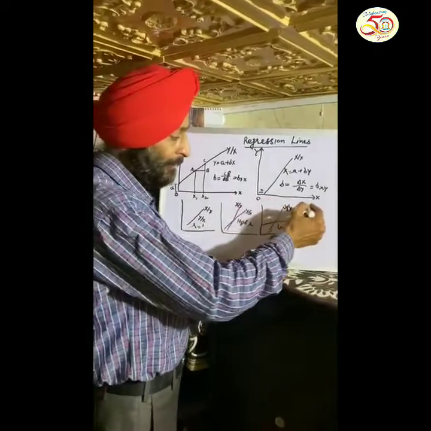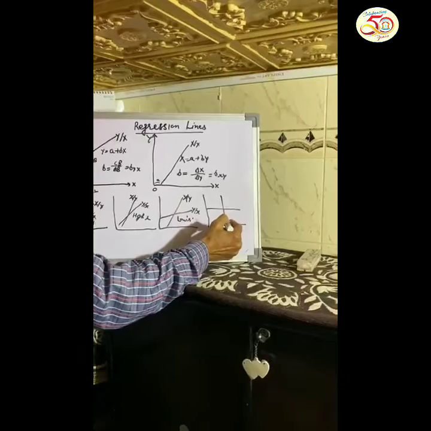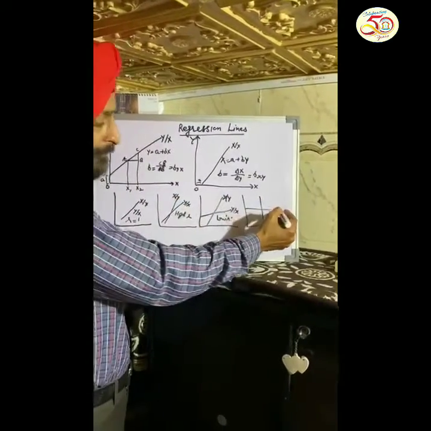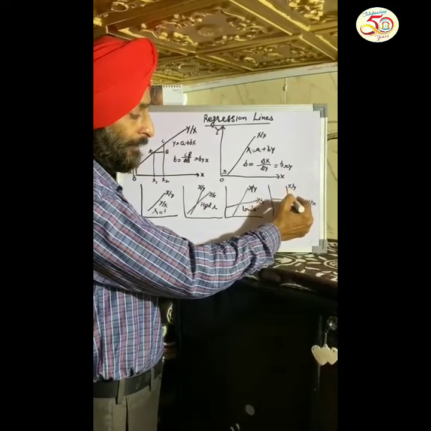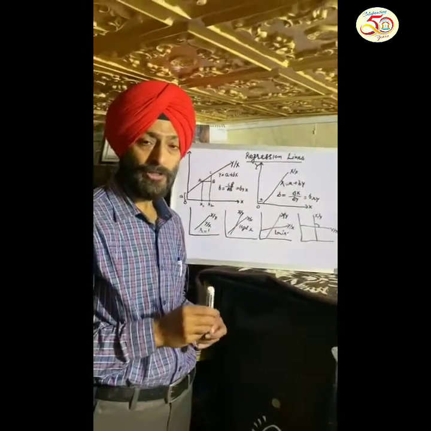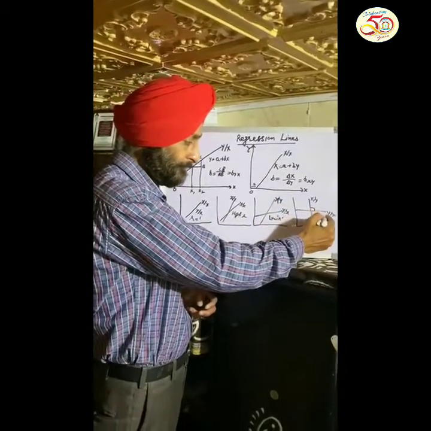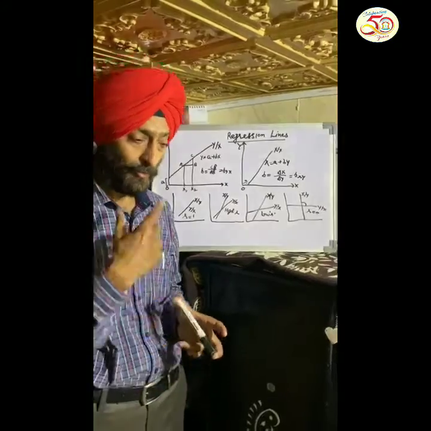Another case can be when these two lines intersect each other at right angle. For example, this is y on x and this is x on y. So this is the right angle intersection of these two regression lines. In this case, correlation is 0. So this is the relationship between regression lines and correlation.